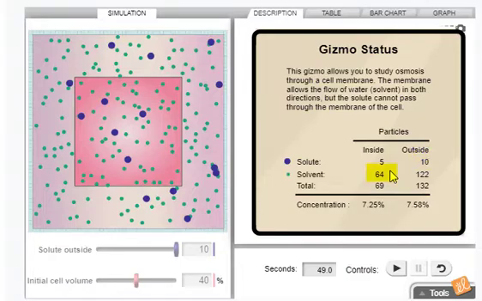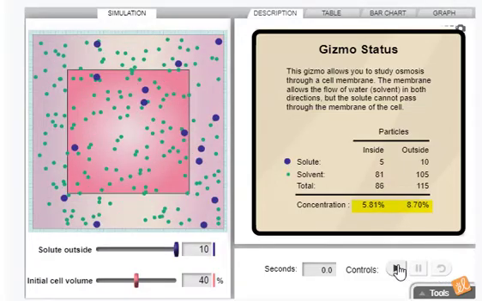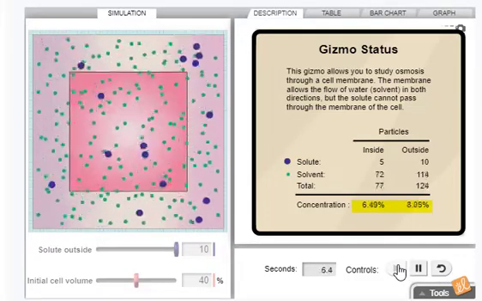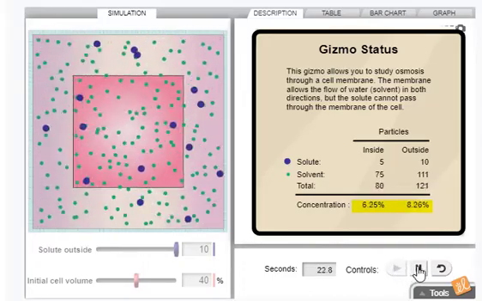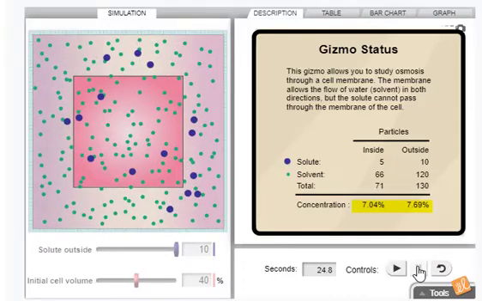Now we're going to do the same thing, solvent inside, solvent outside, and we have our solute concentration. Okay, what has happened here? If you're not quite sure, we can hit it again. I'll let it run for a little bit. Okay, how have those numbers changed?